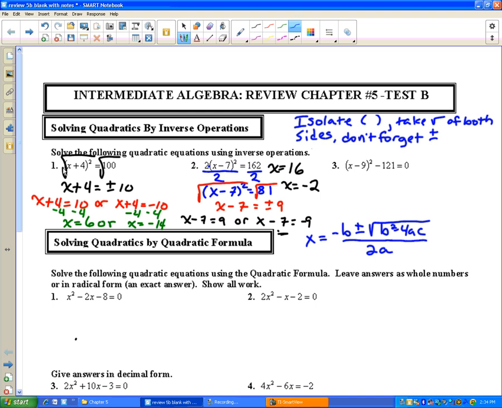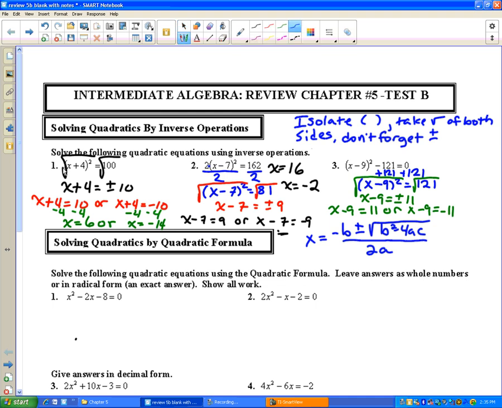Again, I need to get whatever is being squared by itself. So I'm going to add 121 to both sides of the equal sign. I'm going to get x minus 9 squared is equal to 121. I'm going to square root both sides. I get x minus 9 is equal to plus or minus 11. So it is, again, x minus 9 is equal to 11, or x minus 9 is equal to negative 11.